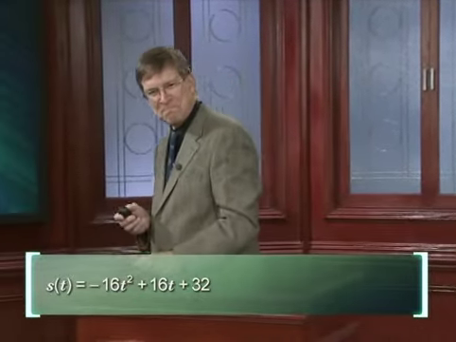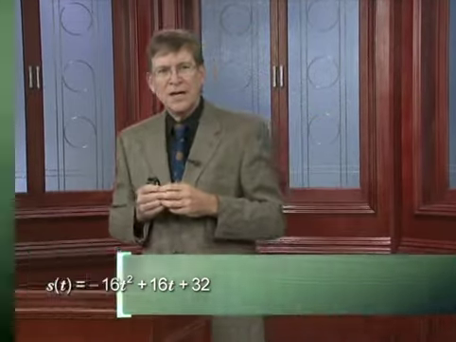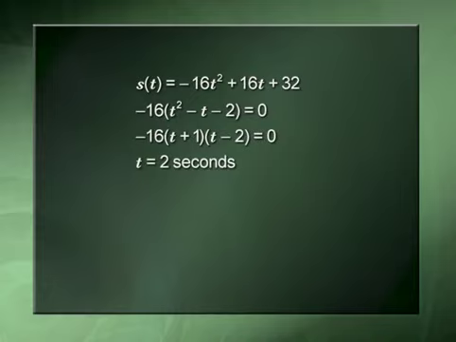So let me ask the following question. When does the diver hit the water, according to this model? And how fast is the diver going? What's the diver's velocity when the diver hits the water? Well, let's do some arithmetic. The position function was minus 16t squared plus 16t plus 32. Let's factor out a minus 16, which leaves a polynomial, t squared minus t minus 2. We set that equal to 0 and factor it, so it's minus 16 times t plus 1 times t minus 2. Hence, there are two values of t, but I want the positive value. That'll be 2 seconds.